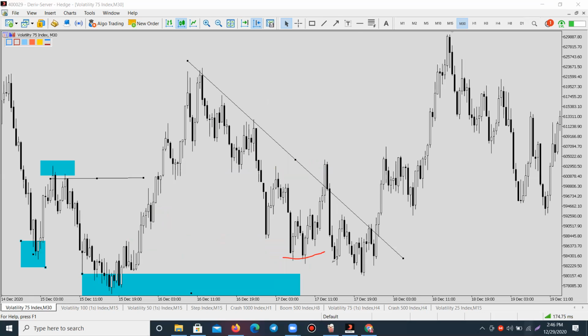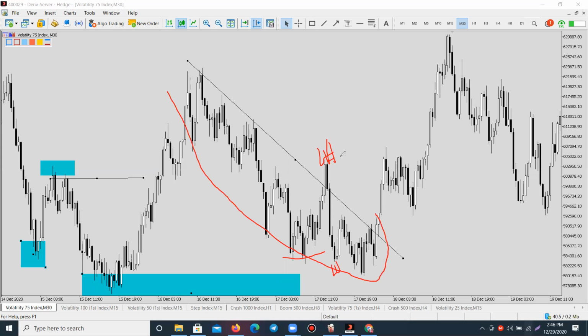We have another break of structure. This one becomes our lower low. This is our lower high. At the same time, you're going to see we have this momentum line. We're going to shift it and put it in. But this is the one I was telling you.